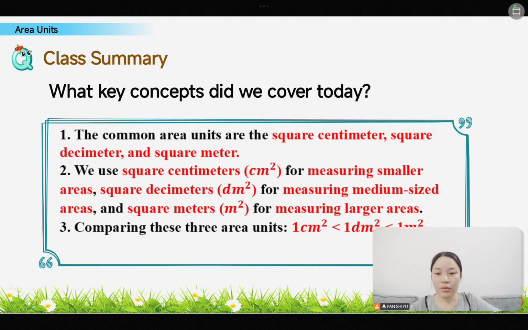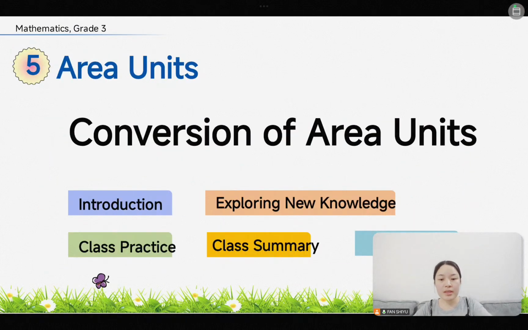Third, comparing these three area units. 1 square centimeter is smaller than 1 square decimeter, which is smaller than 1 square meter. We learned about length units before. Let's invite a student to help us review. The length units we learned from smallest to largest are millimeter, centimeter, decimeter, and meter. So the conversion rate between each pair of adjacent length units is 10.